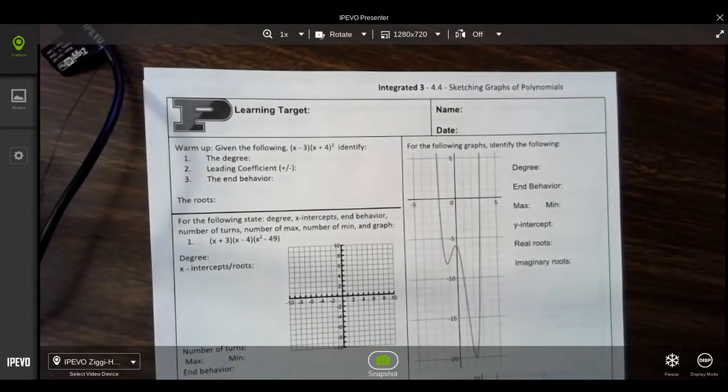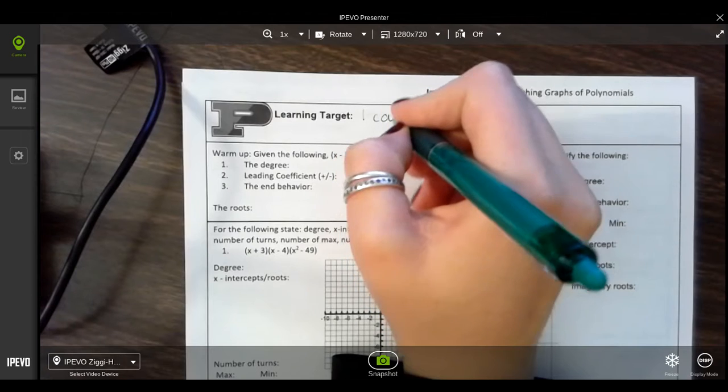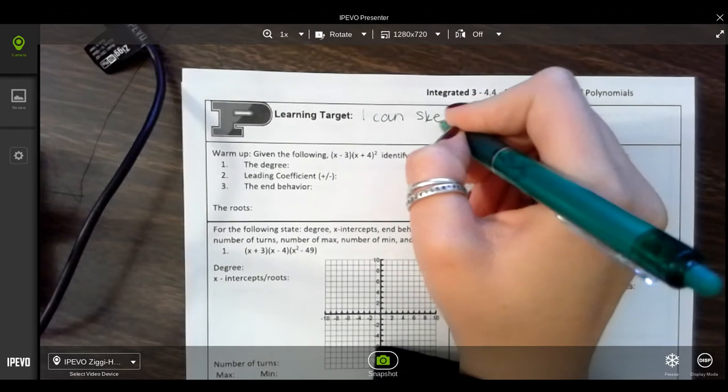Lesson 4.4, sketching graphs of polynomials. Our learning target is I can sketch graphs of polynomials.